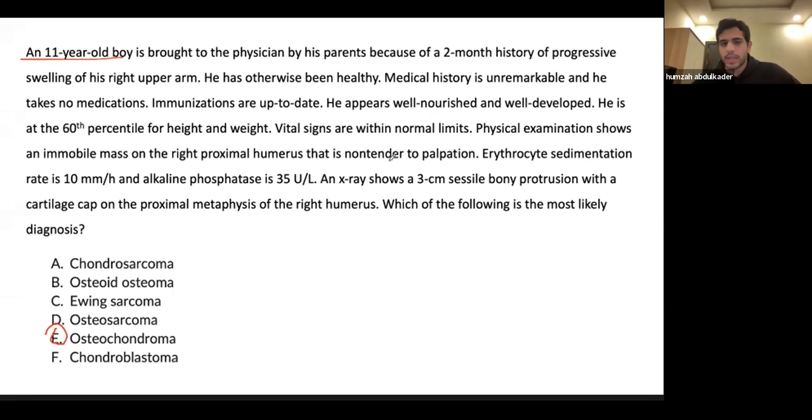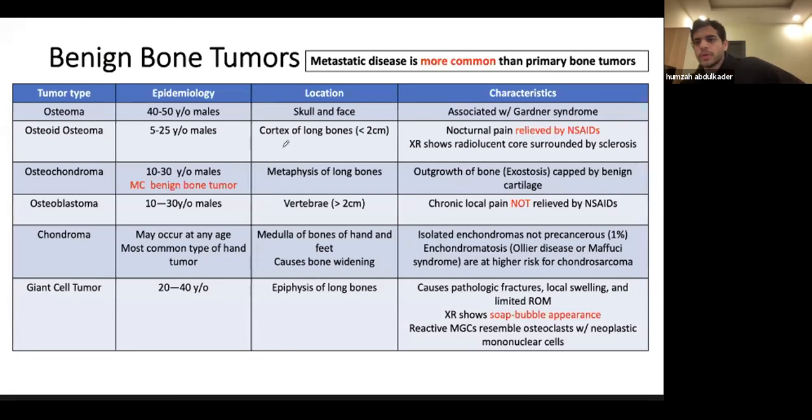So I think just like you said, forget about the rest of the question. If you just look at the X-ray right here, it says bony protrusion with a cartilage cap, right? That is, in essence, what osteochondroma is. If you go to this overview of the benign bone tumors, what I think is very important to know, because the clinical doctors like to ask this type of stuff: the most common bone tumor is metastasis, right? Primary disease is not as common as metastasis. Metastasis is much more common, all right?